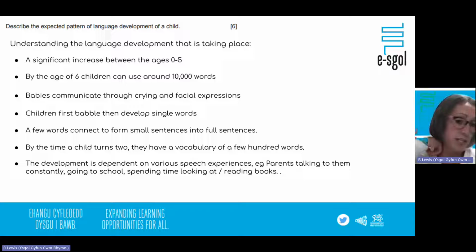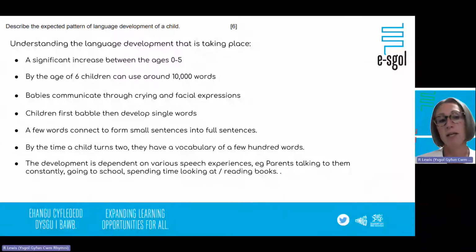The development is dependent on a variety of situations. Okay, this is how much perhaps speech experience do they have? Are they being spoken to a lot? Okay, do mum and dad read a lot of books to them? Are they listening to a lot of perhaps nursery rhymes and music? Do they watch educational television programs?